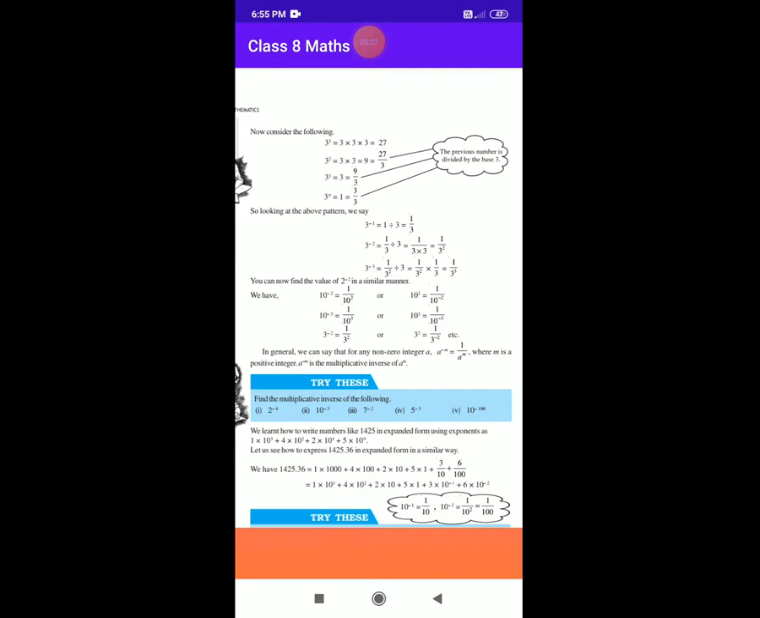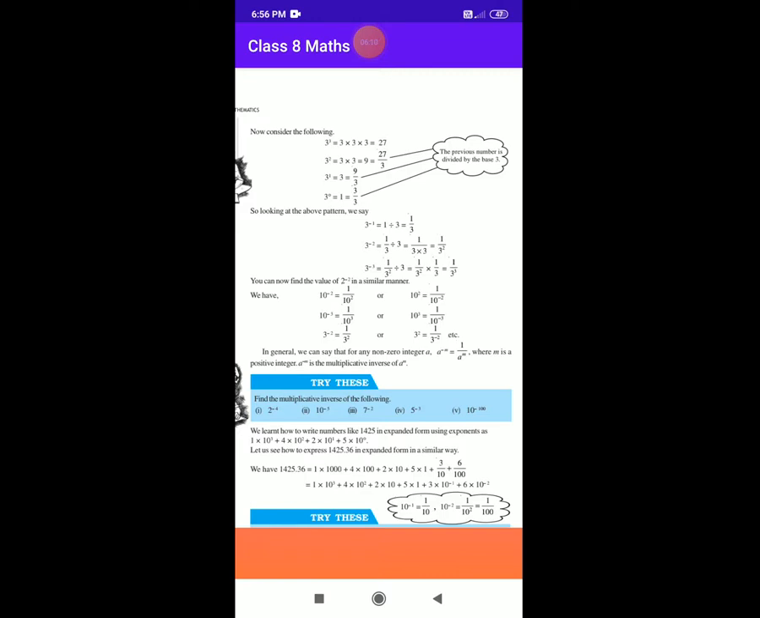Let us see how to express 1425.36 in expanded form in a similar way. So we have 1425.36 equal to 1 multiplied by 1000 plus 4 multiplied by 100 plus 2 multiplied by 10 plus 5 multiplied by 1 plus 3 by 10 plus 6 by 100, which is equal to 1 multiplied by 10 raised to 3 plus 4 multiplied by 10 square plus 2 multiplied by 10 plus 5 multiplied by 1 plus 3 multiplied by 10 raised to power minus 1 plus 6 multiplied by 10 raised to minus 2.